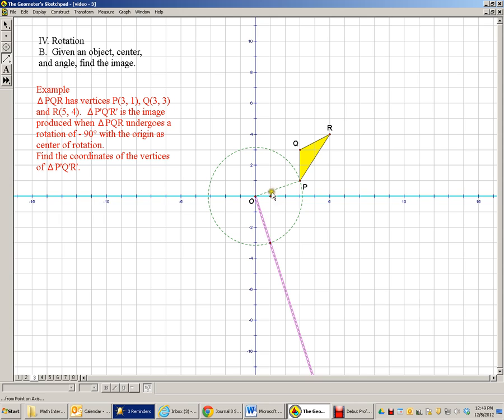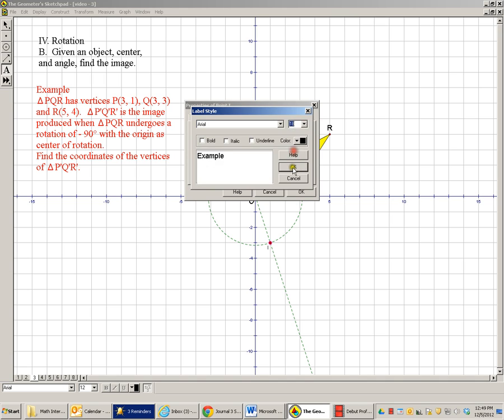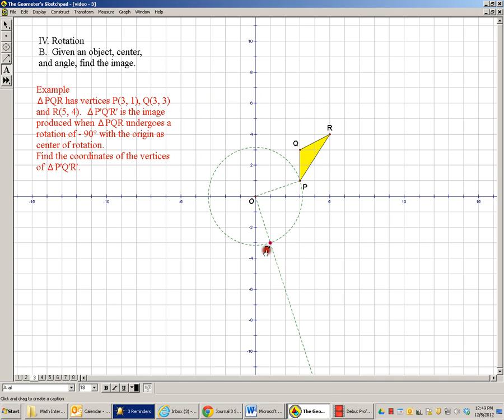Clearly I've just swept out a negative 90-degree angle, right? So P prime has to be located right here. Let me relabel this. This has to be my P prime. Okay. Swept it through a 90-degree negative angle. I'm going to go through the same process for my points Q and R.